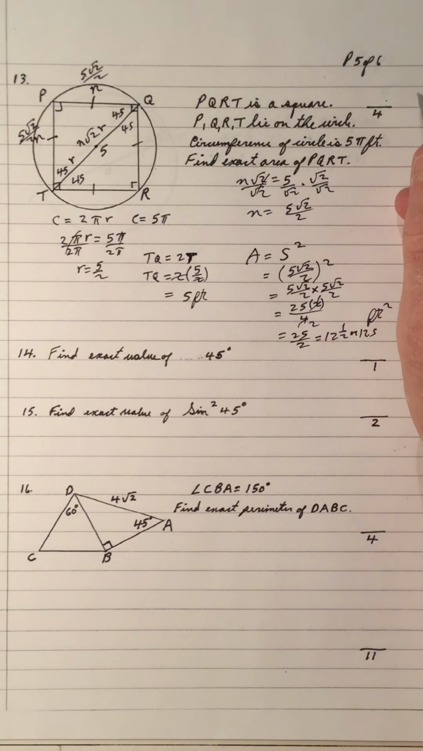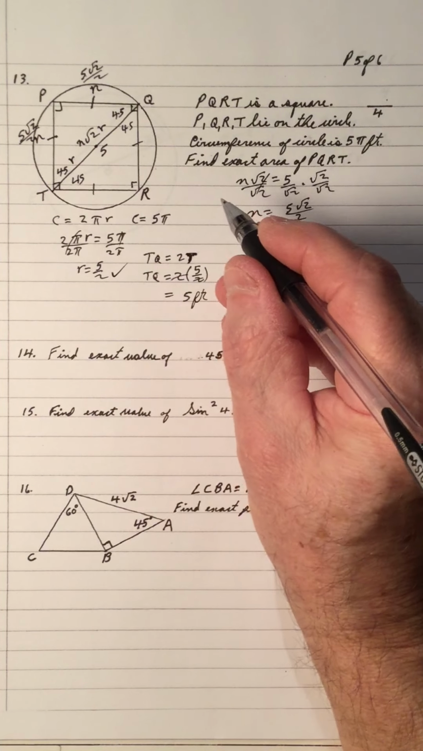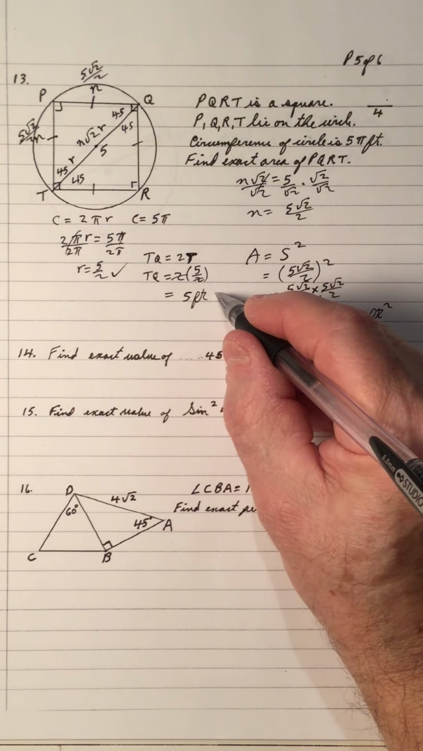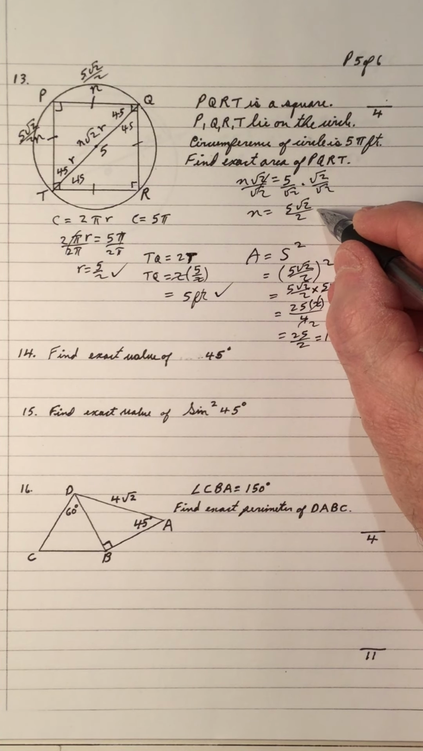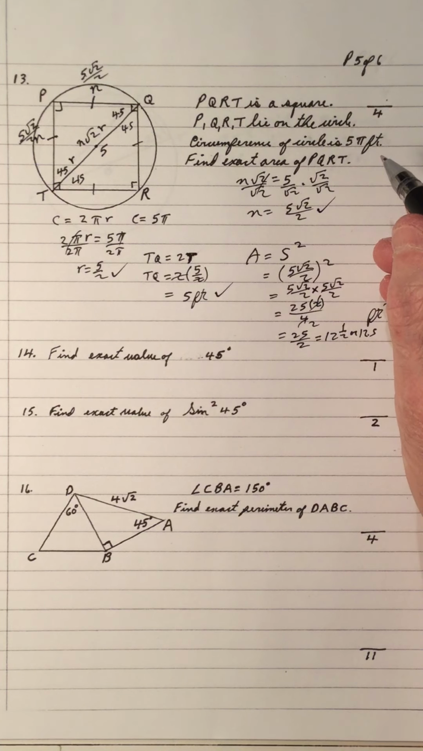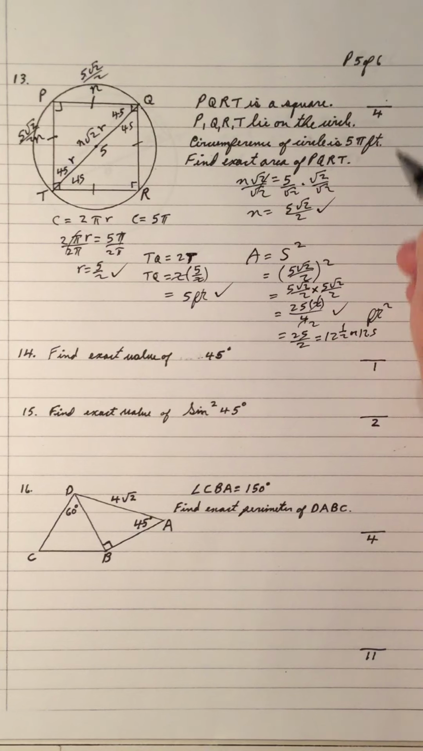4 marks. So if you get the radius right here, you give yourself a mark. If you get the 5, you give yourself a mark. If you worked out n to be root 2 over 2, you give yourself a mark. If you worked out the area, you give yourself a mark. So 4 marks altogether.